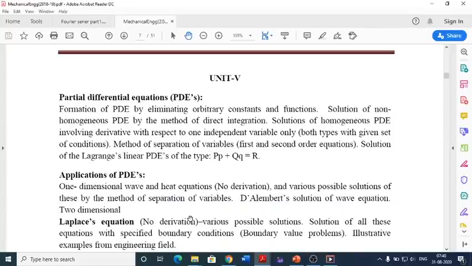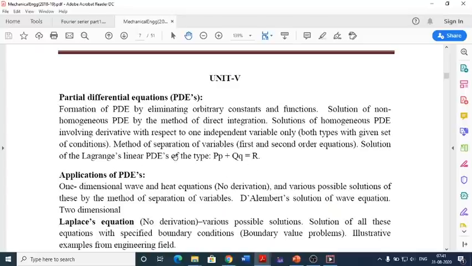So finally, unit 5, we have partial differential equations. We have already studied what you mean by partial differentiation and how to solve partial differential equations. Now we are going to discuss how to form partial differential equations. There are different methods: by direct integration, by eliminating arbitrary constants, and involving derivative with respect to one variable, separation of variables, Lagrange's linear PDE.